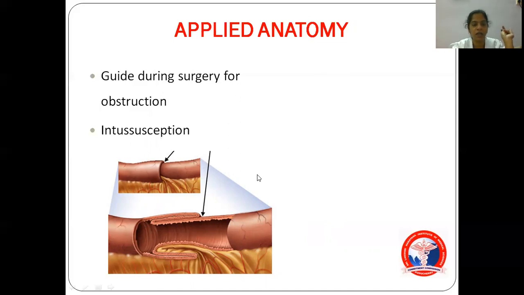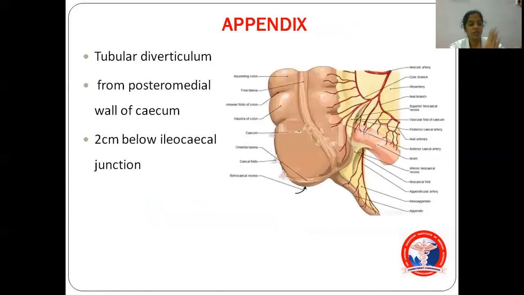When there is obstruction, some cases come with intestinal obstruction. When you do investigations like ultrasound, CT or MRI, if you see the cecum is dilated and loaded, it means the obstruction is in the large intestine. If it is empty, it means the obstruction is in the small intestine. By seeing this, you can identify whether it is small intestinal obstruction or large intestinal obstruction. So this is about the cecum.